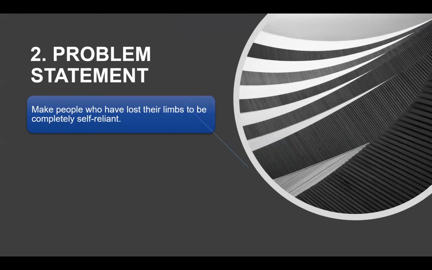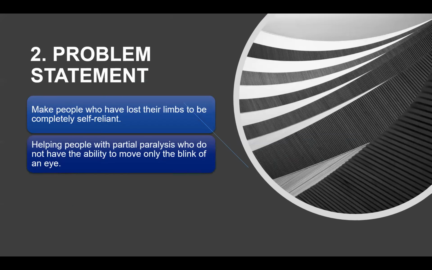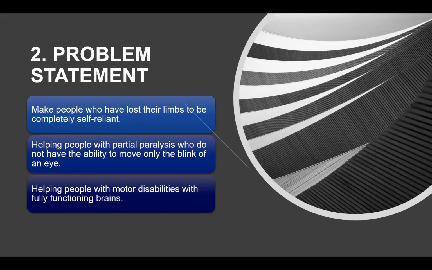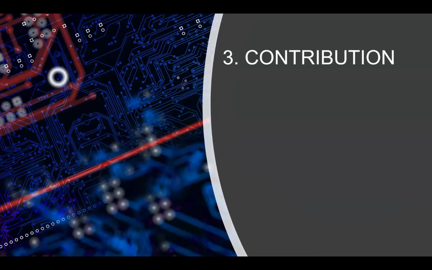Problem statement. Make people who have lost their limbs completely self-reliant, and help people with partial paralysis who do not have the ability to move except the blink of an eye. Helping people with motor disability with a fully functioning brain. In contribution: total reliance on the mind and the eye to control the car.